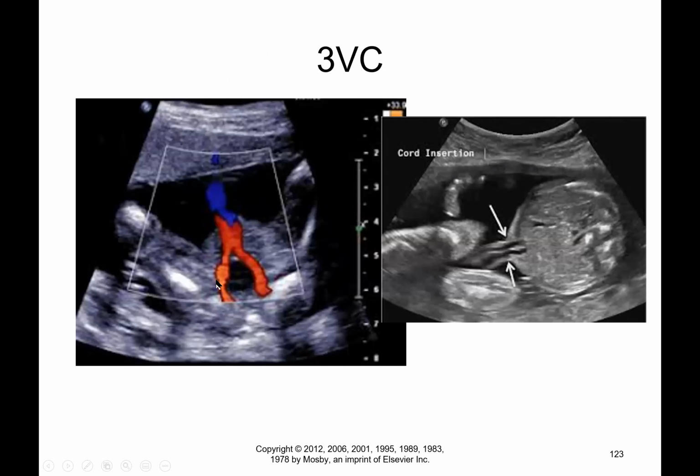You'll see the cord going into the baby here. That's where the belly button will be. And the two arteries coming across the bladder. This is showing a three vessel cord. You'll look at the cord insert going into baby here.